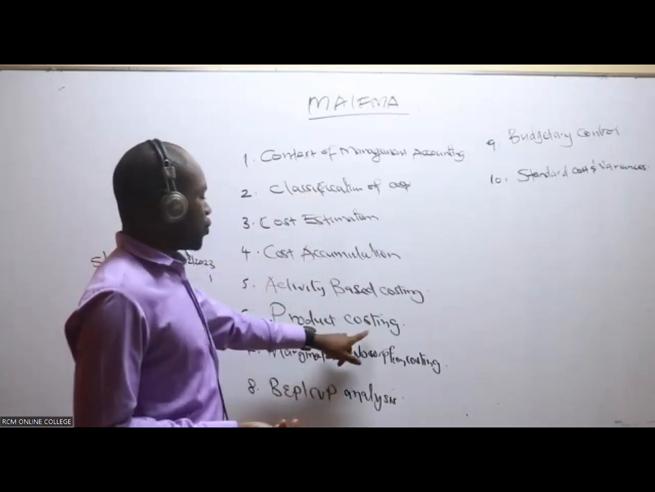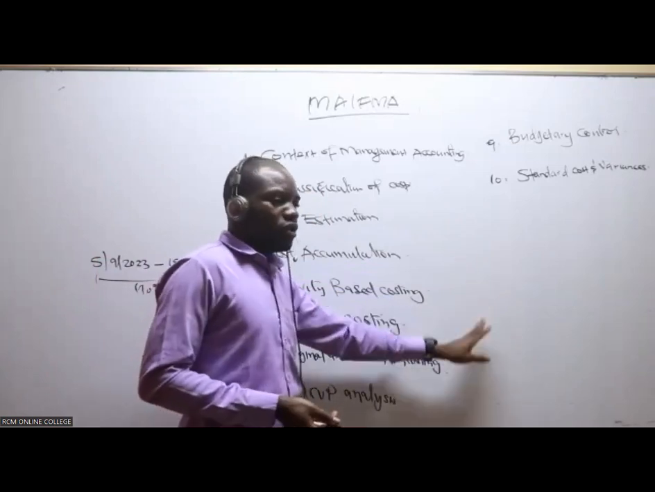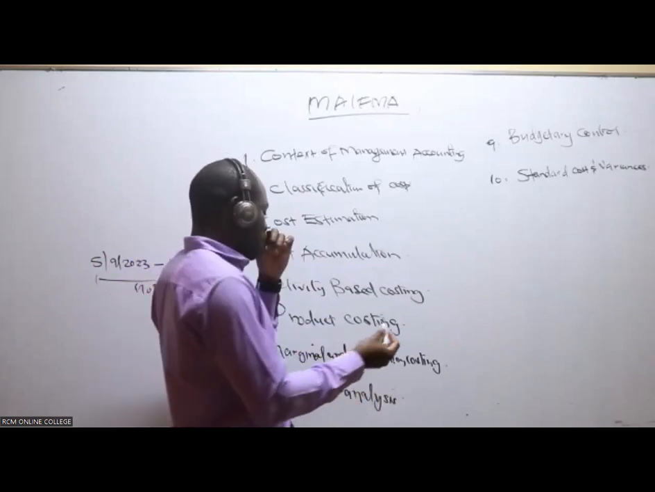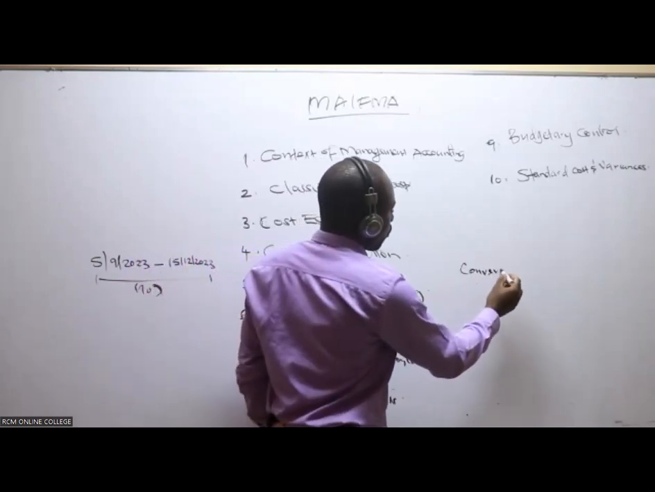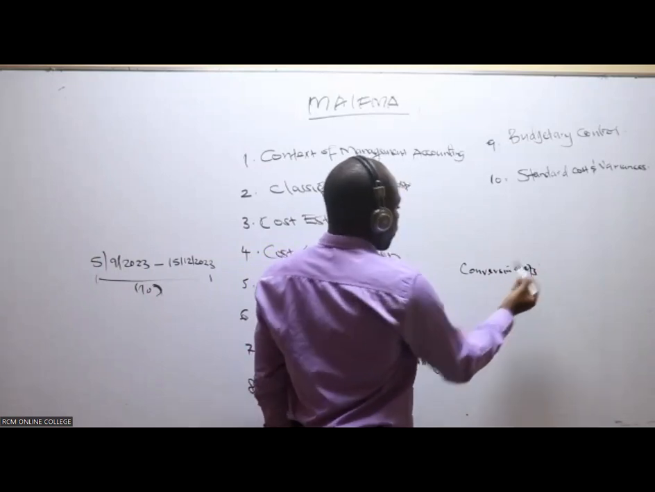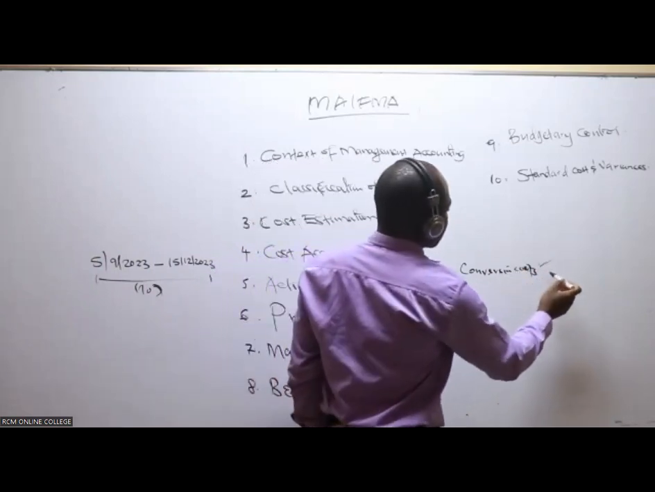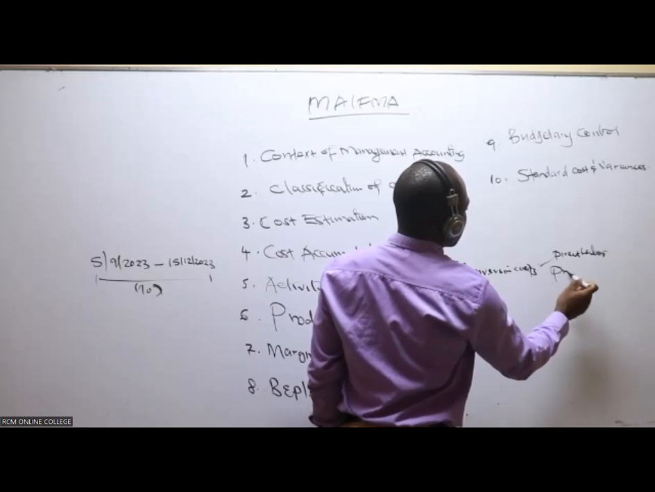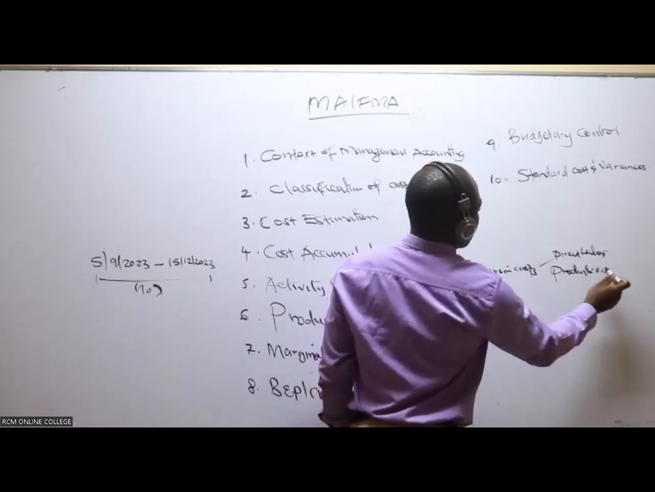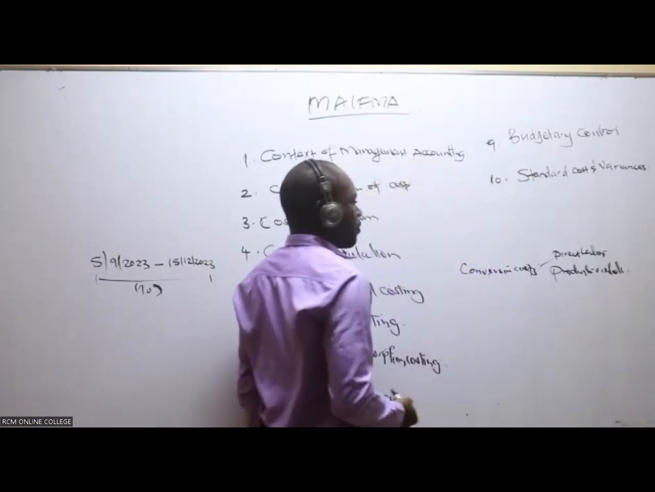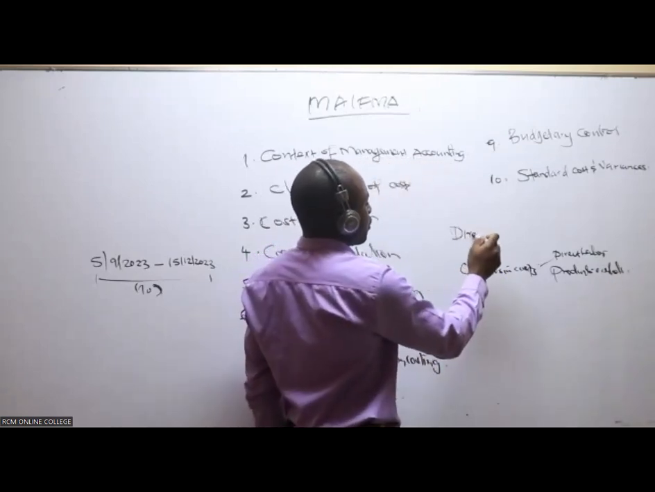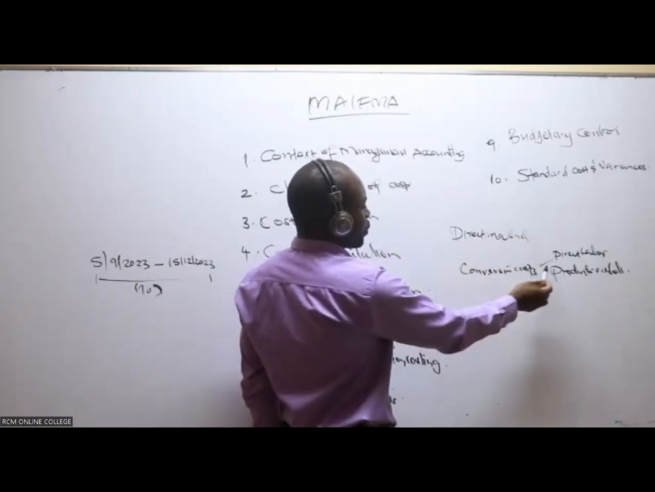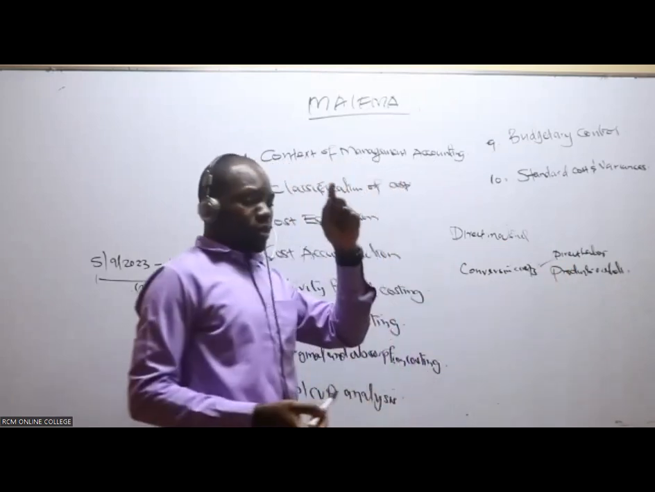When I come to product costing, there are those costs that are used in the production of goods and even the overheads. So here, you're even going to get something called conversion costs. This conversion cost entails direct labor and production overheads. And then here we have direct material. Remember, direct material, if you add to direct labor, you are giving us what we call prime cost.